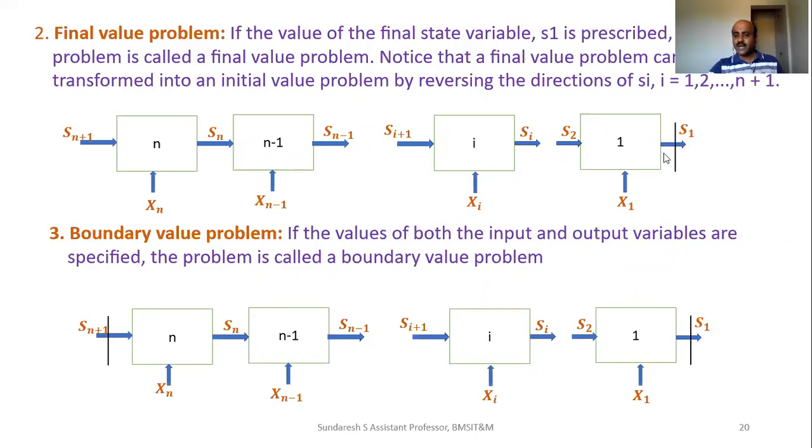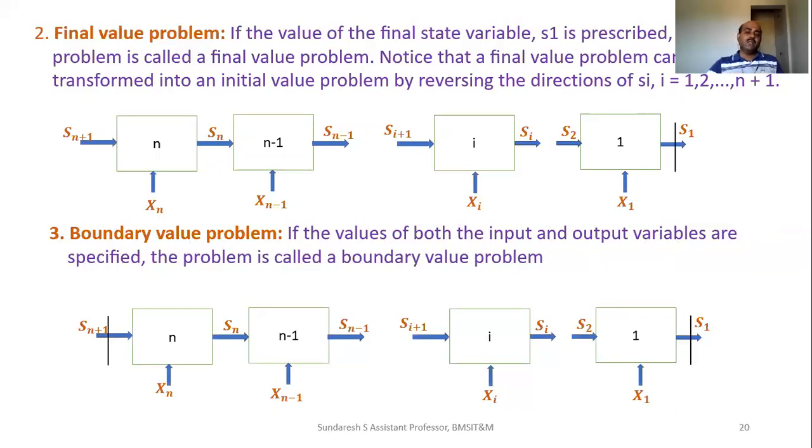So this will indicate that the value of the final state variable is described. When the value of the final state variable is described, then we have to treat this problem as a final value problem. And he says that this final value problem can be transformed into the initial value problem by reversing the direction of S1. If you just reverse the direction of S1, so that everything goes in this direction, then it will become the initial value problem, as we discussed in the previous slide.